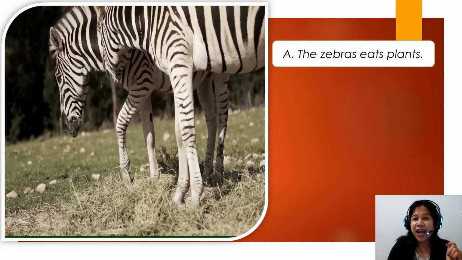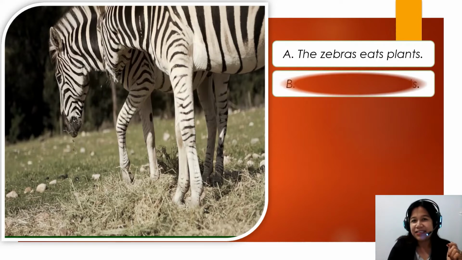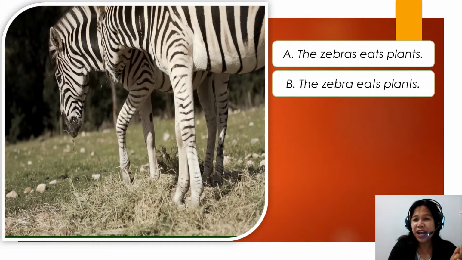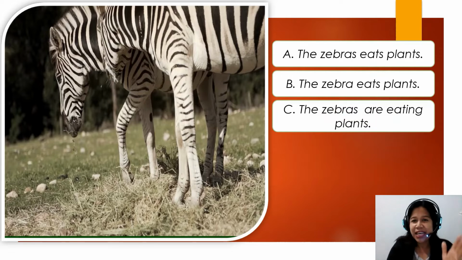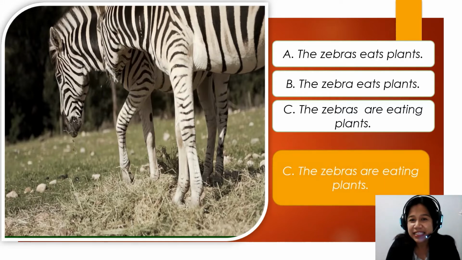The zebras eats plants. Second, the zebra eats plants. Letter C, the zebras are eating plants. What is the correct sentence? The zebras are eating plants. Correct. Now let's go to the next page.